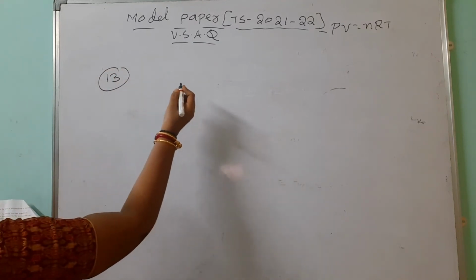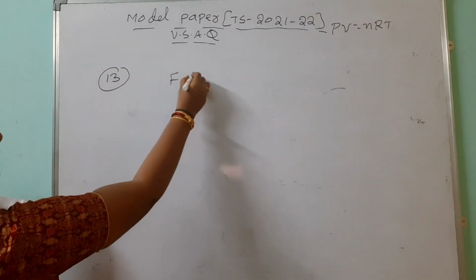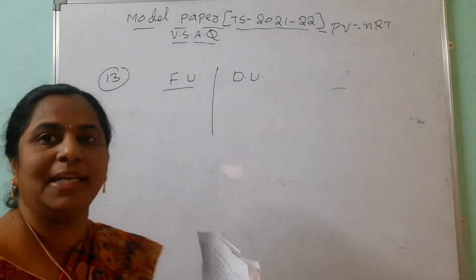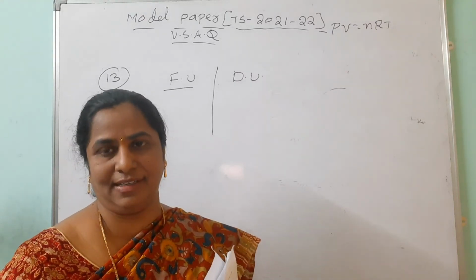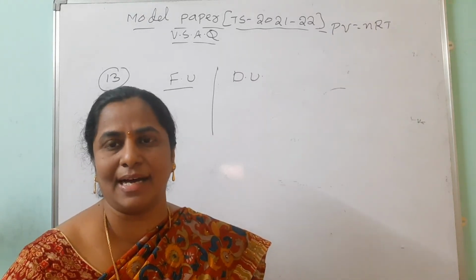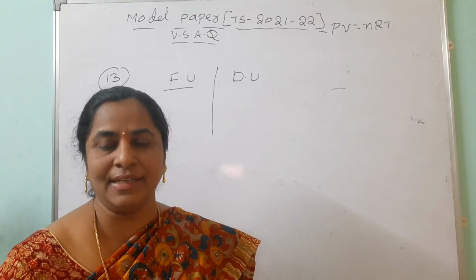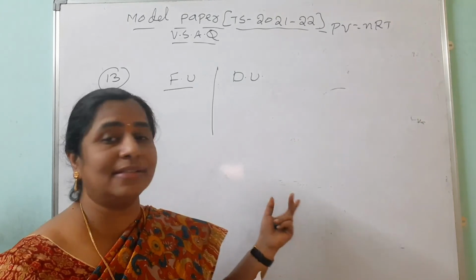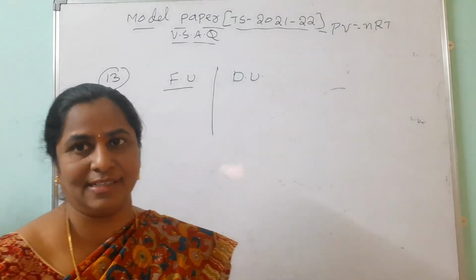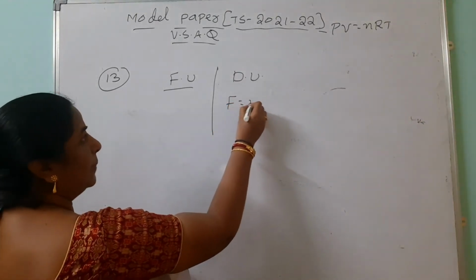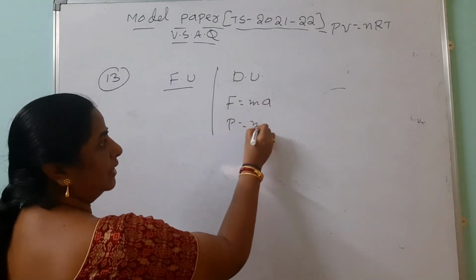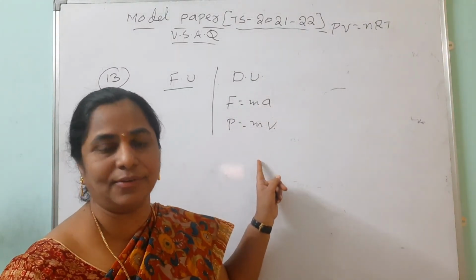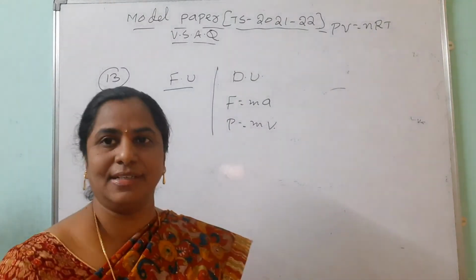Then our 13th question is a very easy answer. What is the difference between fundamental units and derived units? See, fundamental quantities are independent of other physical quantities. What are the examples? Mass, length, time, temperature, current, all these belong to fundamental physical quantities. Derived means these are depending on other physical quantities, like force. What is the force formula? Mass into acceleration. Momentum, what is the formula? Mass into velocity. So these are depending on other physical quantities. That's why these are the derived physical quantities.